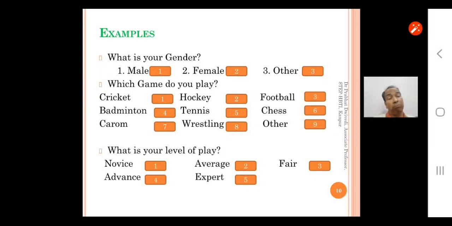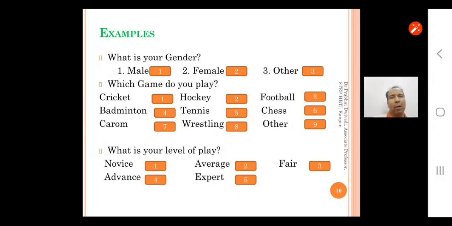You can do other ways as well. Like you can give 3 to male, you can give 1 to female, you can give 2 to other. That's your choice. You can give any code to any word. That is your choice. Second question, which game do you play?